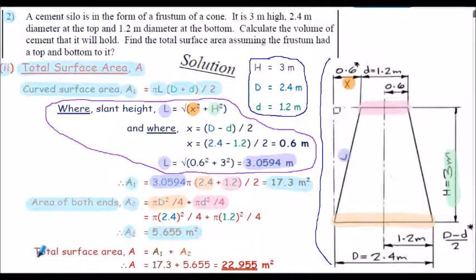So total surface area A is the A1 plus the A2, so the area is equal to 22.955 meters squared.